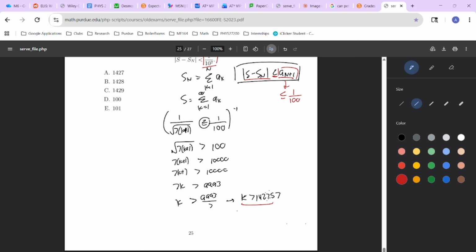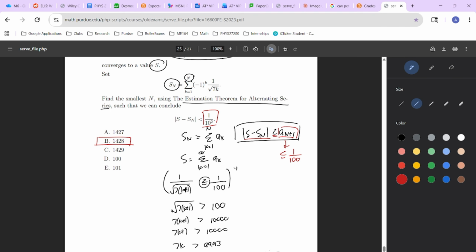And that would be answer choice B, or 1428. So the 1428th term is the first term in which the error is guaranteed to be less than 1 over 100th.